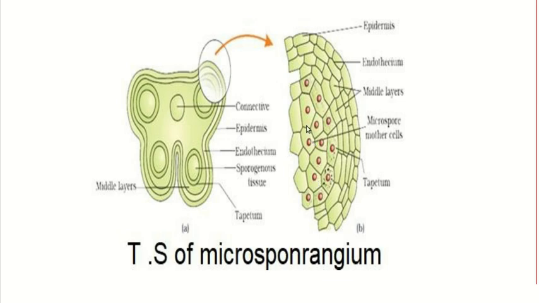If they have asked you young microsporangium or young anther wall, you can write this. But if they have asked you the mature anther wall, then instead of drawing the microspore mother cells, you can draw the pollen grains.